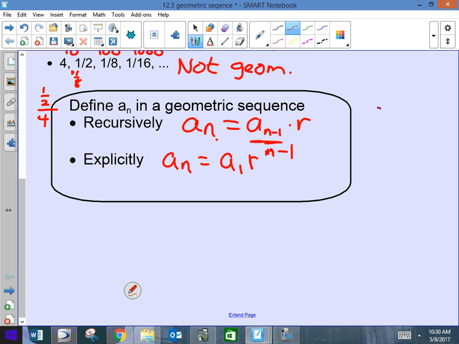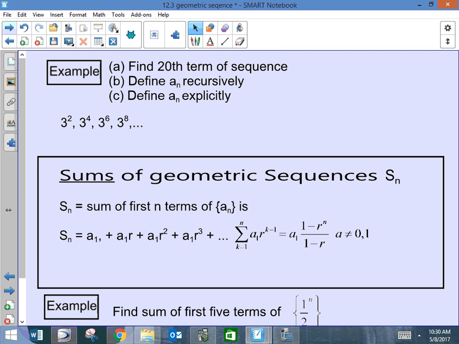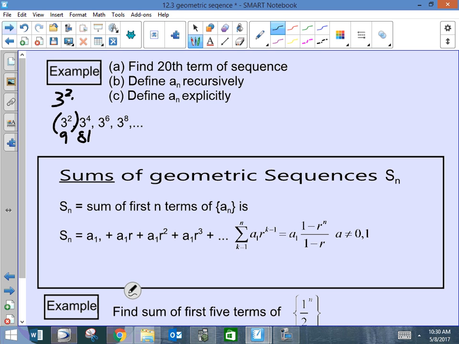Okay? All right, so we also have a sequence, find the 20th term. You can assume it's a geometric sequence, or you can figure out, well, let's see. This is 9, this is 81, but really, what are we multiplying 3 squared by to get 3 to the 4th? 3 squared. So R equals 3 squared. Okay? So you don't always have to go back to the original form.